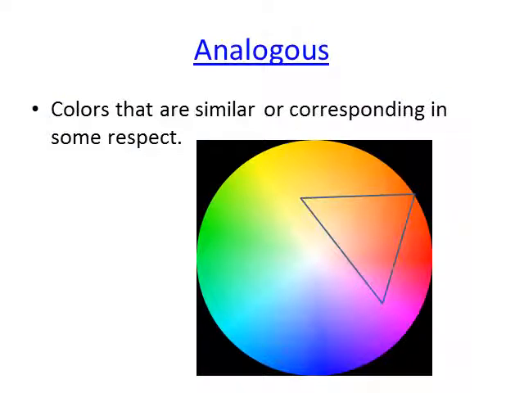The first one is analogous. And these are colors that are similar or corresponding in some respect. So they're going to be very close to each other in the color wheel. So if you look here, these are all analogous colors. We've got red, orange, yellows, maybe a little bit of pink. And this type of color scheme is different than all of the other ones, and that will make more sense when we get to the other ones.